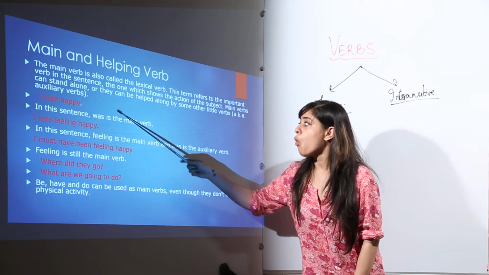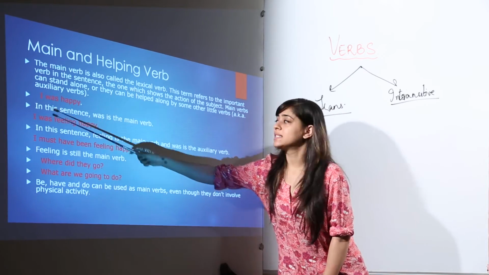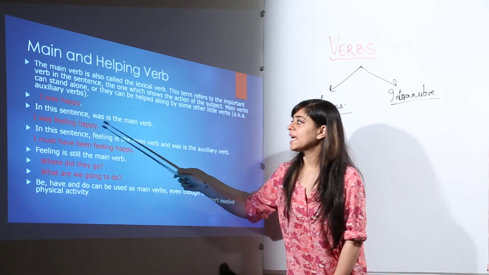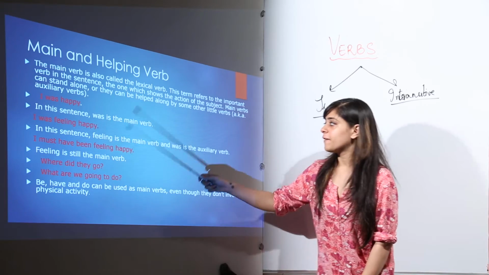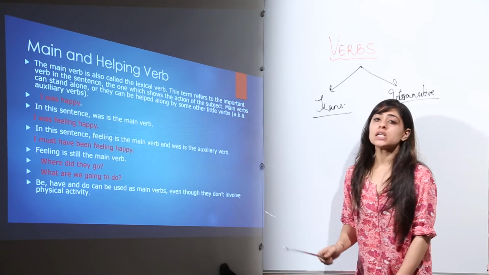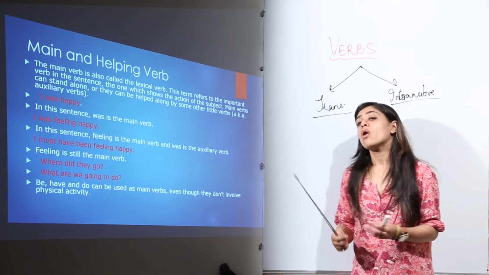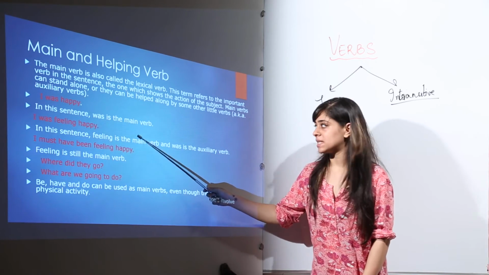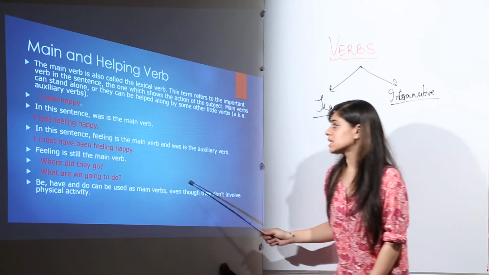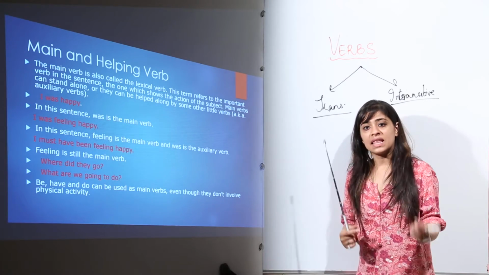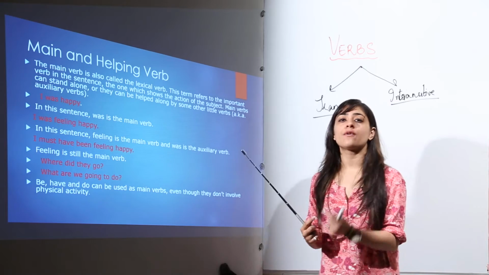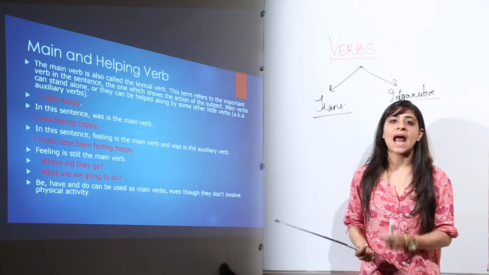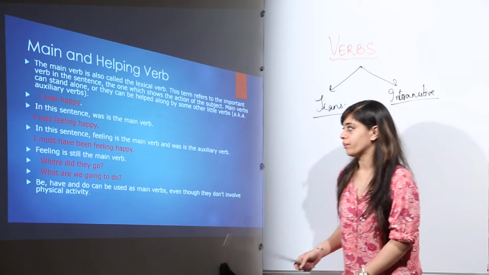In this sentence, was here is the main verb. Moving on to the next sentence, I was feeling happy. In this sentence, feeling is the main verb and was is the auxiliary verb. Now, understand one thing. Was is the main verb in the first sentence and was becomes an auxiliary verb in the second sentence. This way, words can switch from a main verb to a helping verb according to the need of the sentence and the specification of the noun.